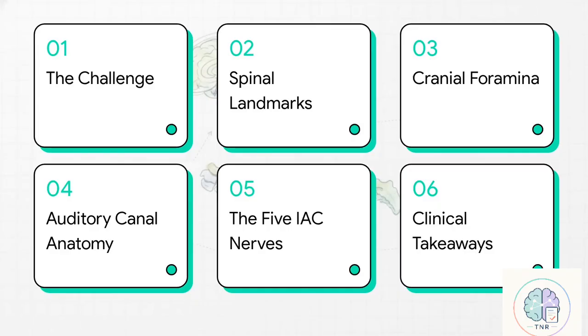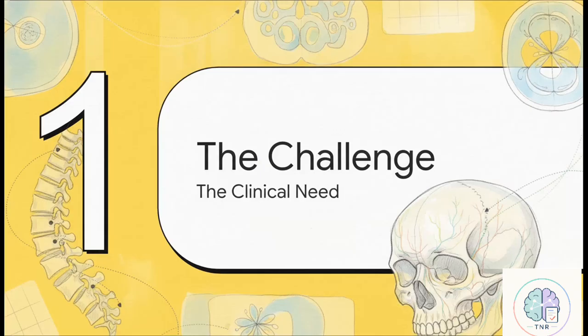To figure this all out, we're taking a macro to micro journey today. We'll start broad with the clinical challenge, then look at spinal landmarks and cranial foramina, and finally zoom all the way down into the microscopic anatomy of the auditory canal and its specific nerves, before wrapping up with our key clinical takeaways. Starting off with Section 1, the clinical challenge.